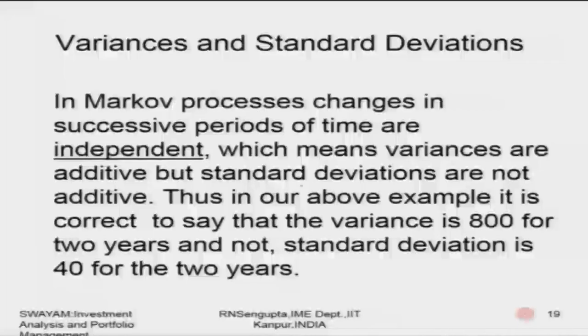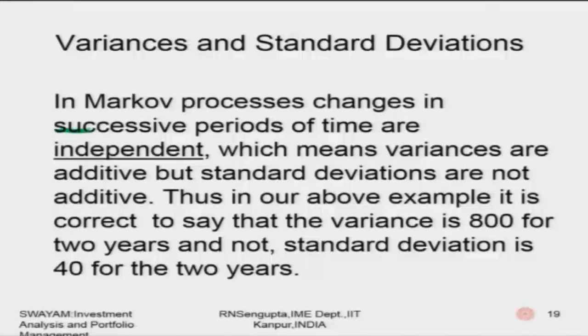So, in a Markov process, changes in successive periods of time are independent. So when we are considering delta t from t to t1, t1 to t2, and the time differences are all delta t, they are considered to be independent as you make them as small as possible, which means the variances are additive. You can add up the variances, but the standard deviations are not additive. This is important. Without going to the proof, let me highlight it.